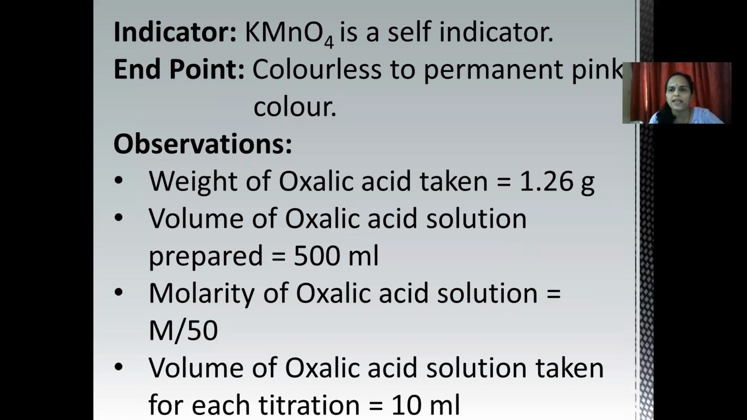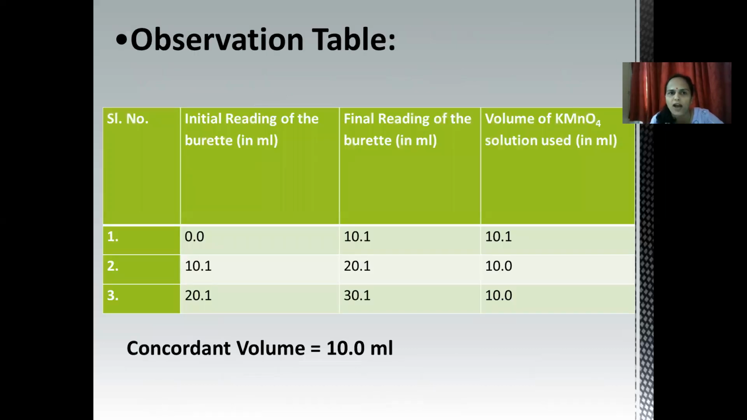Weight of oxalic acid taken equals 1.26 grams. Volume of oxalic acid solution prepared equals 500 milliliter. Molarity of oxalic acid solution equals M/50. We know its concentration, it is M/50. Volume of oxalic acid solution taken for each titration is equal to 10 milliliter. You will transfer it with the pipette to the titration flask.